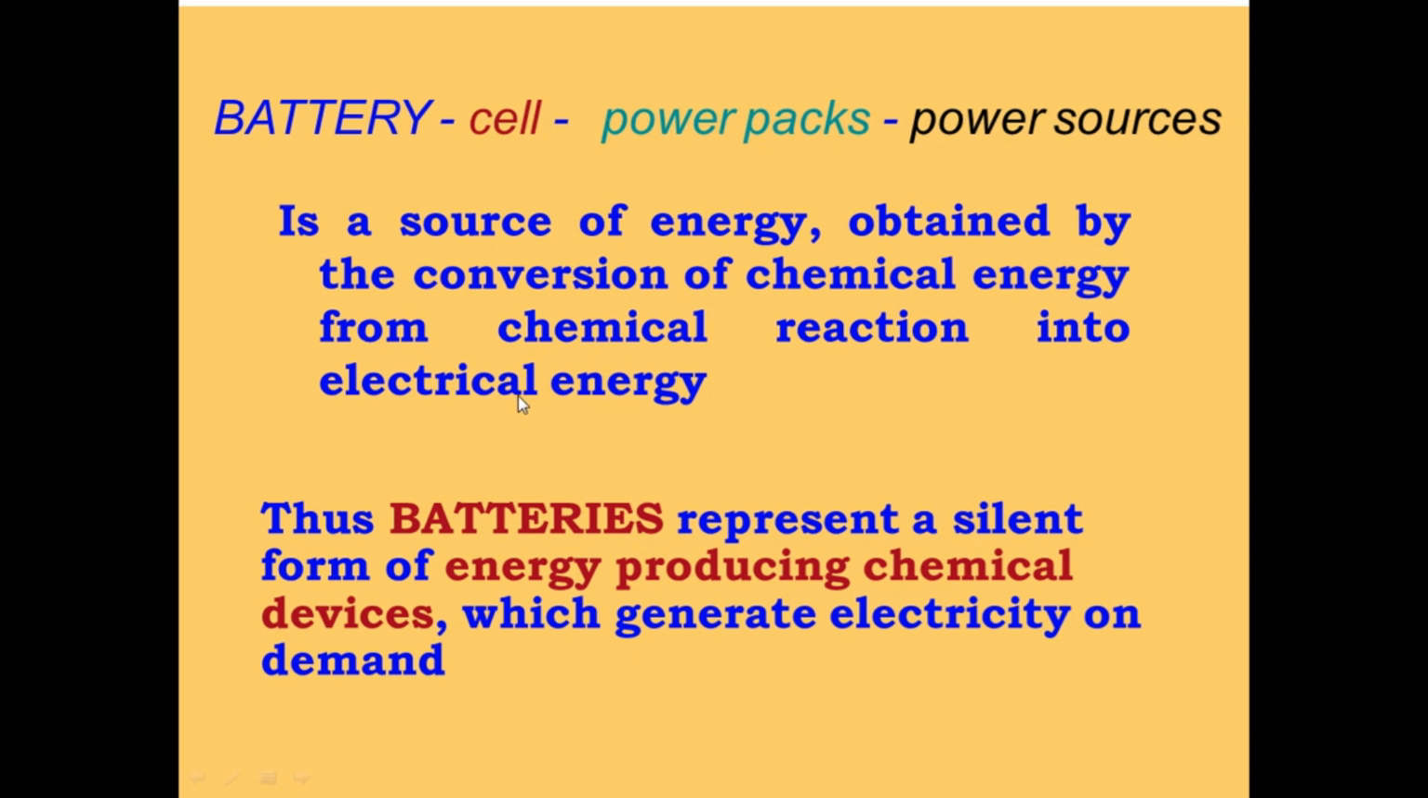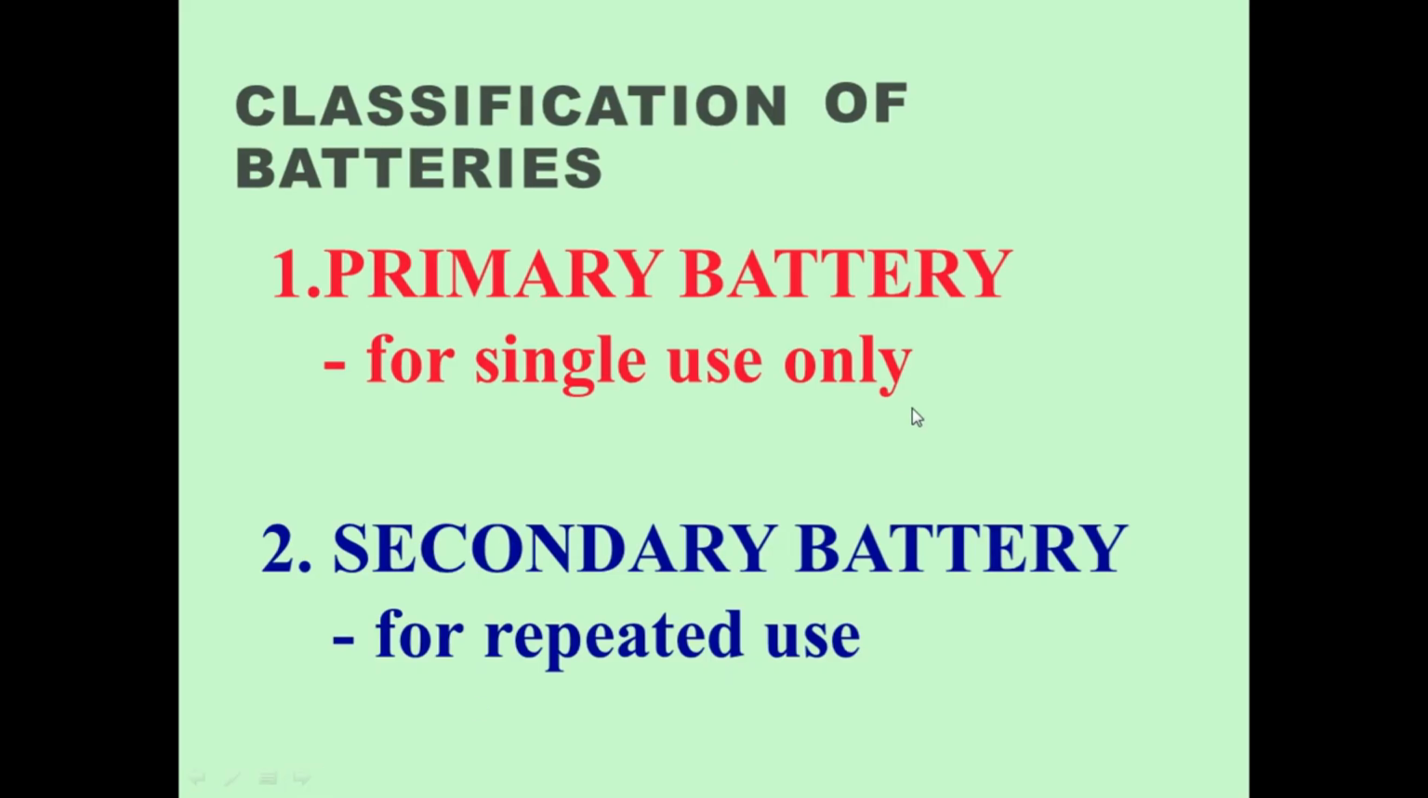First of all, we can see the definition for battery. A battery is a source of energy obtained by converting chemical energy from a chemical reaction into electrical energy. Thus, a battery represents a silent form of energy producing chemical device which generates electricity on demand.